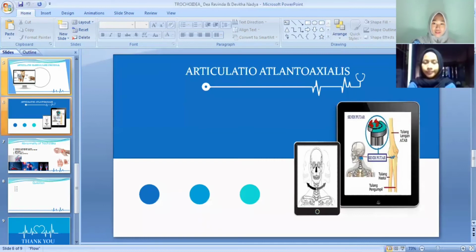Next, articulatio atlantoaxialis. This is an example of articulatio atlantoaxialis. The atlantoaxial joint is a joint in the upper part of the neck between the atlas bone and the axis bone, which are the first and second cervical vertebrae. Pivot joints, example.